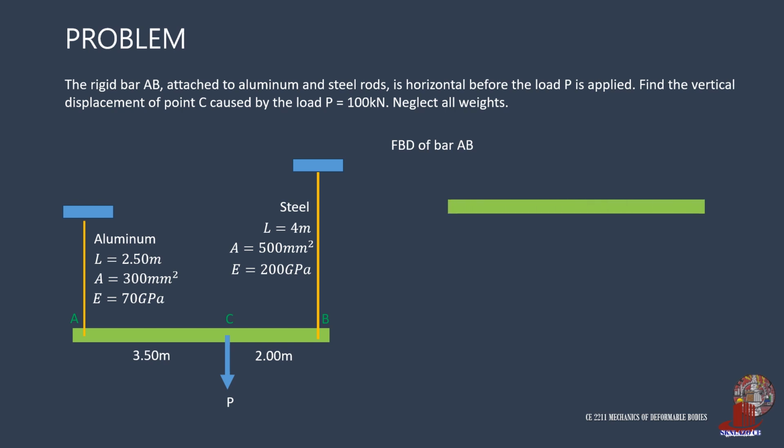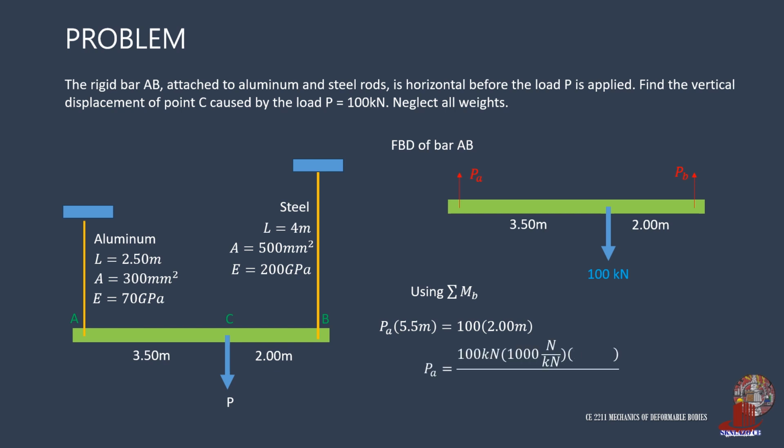The FBD shows the external load P of 100 kilonewtons and the probable tensile forces of the wires PA and PB. Solve for the forces acting on each wire, so take the moment at point B. Get P sub A times 5.5 meters moment arm from B, and this is equated to the 100 kilonewton force with a distance of 2 meters from point B.